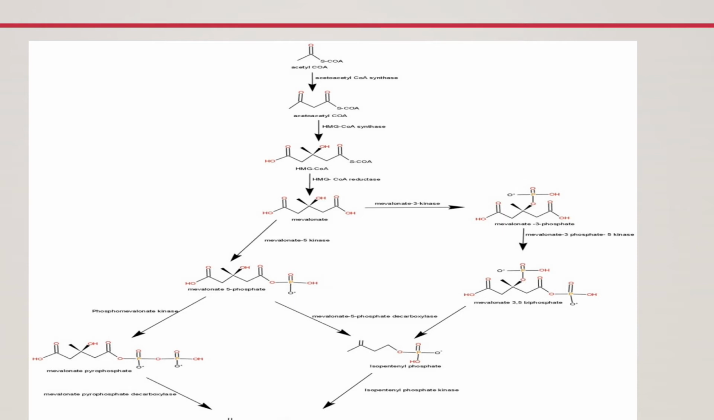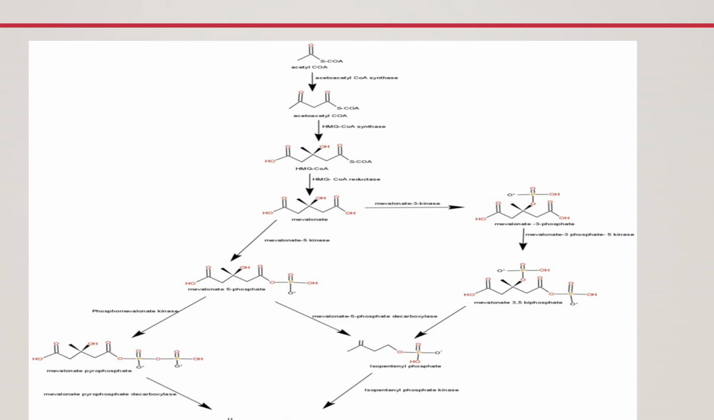These two steps are the condensation steps. Now the reduction occurs. HMG-CoA is reduced to mevalonate. This mevalonate is phosphorylated by the enzyme mevalonate kinase at the 5-position to yield mevalonate 5-phosphate, called phosphomevalonic acid. Then mevalonate 3-phosphate is formed.